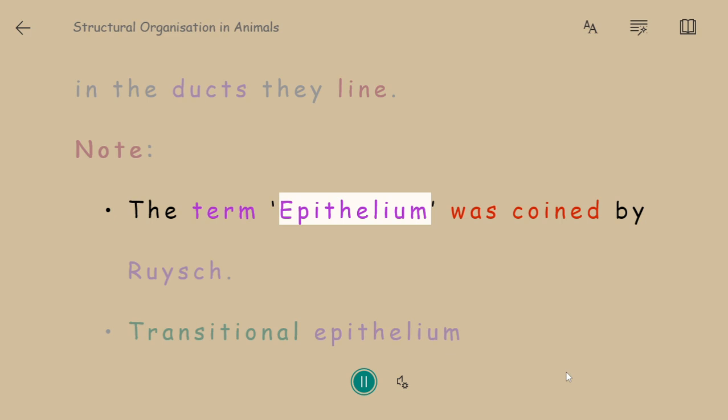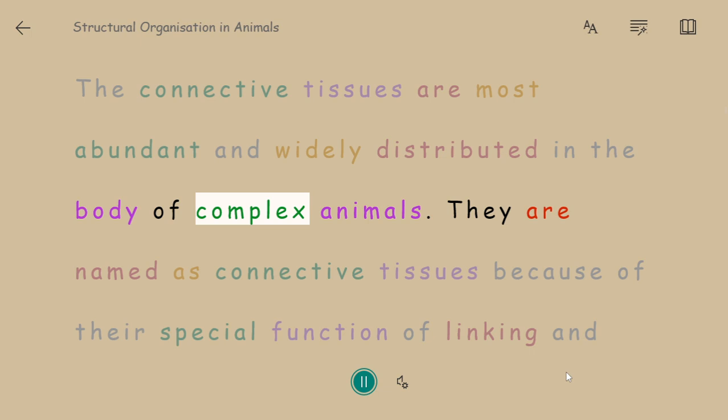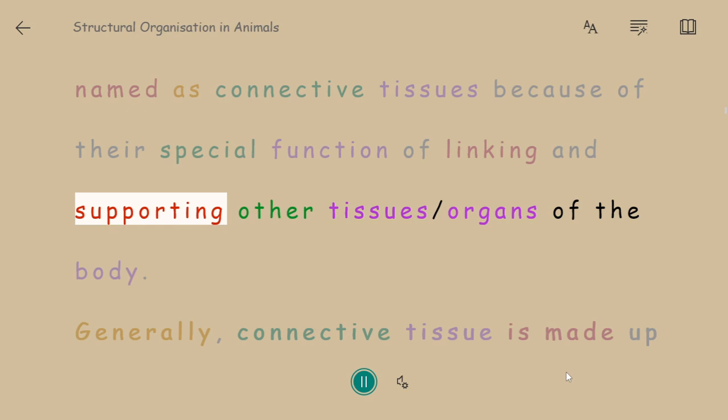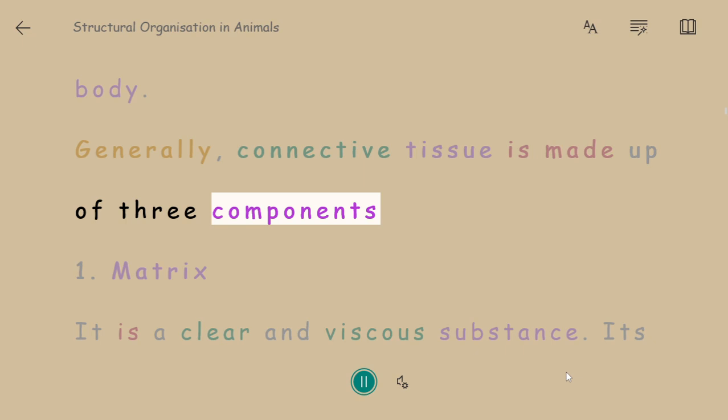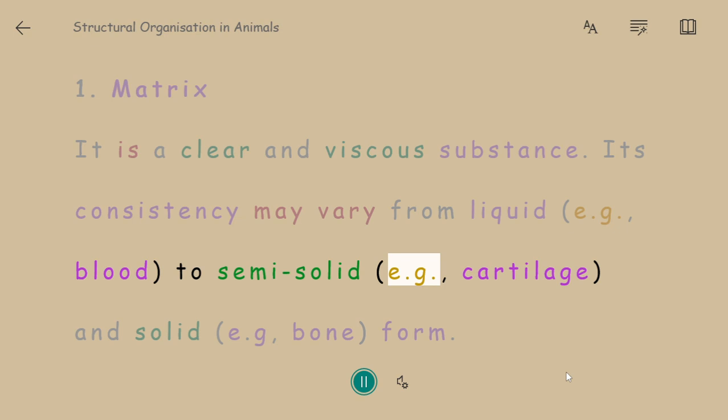Transitional epithelium. 2. Connective tissue. The connective tissues are most abundant and widely distributed in the body of complex animals. They are named as connective tissues because of their special function of linking and supporting other tissues/organs of the body. Generally, connective tissue is made up of three components. 1. Matrix. It is a clear and viscous substance. Its consistency may vary from liquid, example, blood, to semi-solid, example, cartilage, and solid, e.g., bone form.